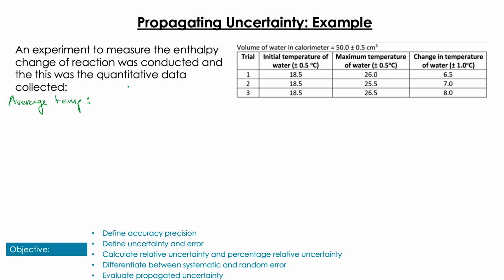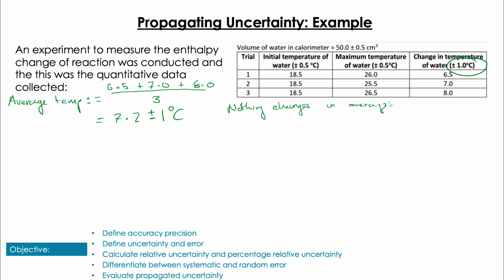So we're going to do our usual calculations. So obviously we've done 3 trials here. So we're going to work out our average temperature, which is nice and simple. We're just going to look at our average change in the temperature of the water, which we do as a normal calculation. In an average, we do not change the uncertainty. So it would still be plus or minus 1 degree as we haven't processed it. We've just taken an average.